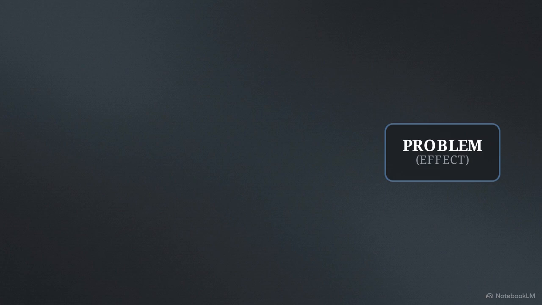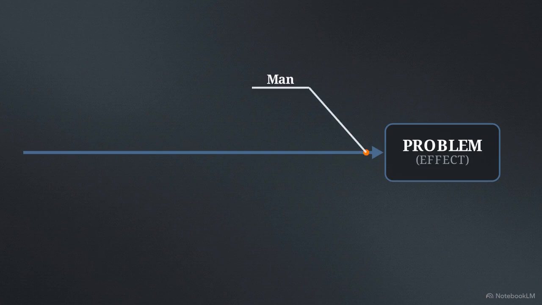We always start on the far right, placing the main problem, the effect, straight into the head of the fish. From there, a central spine extends backward, anchoring the rest of the investigation. Off that central line, we draw our first two major diagonal branches. We have man, which covers human error, training gaps, or miscommunication, and machine, which tracks equipment malfunctions, worn parts, or faulty sensors.